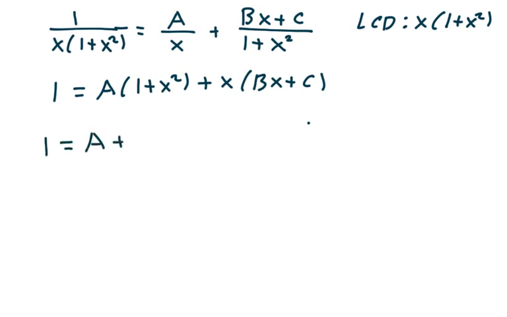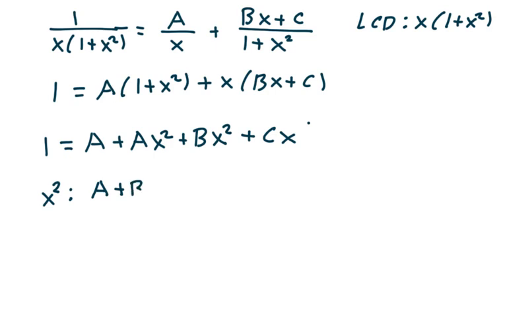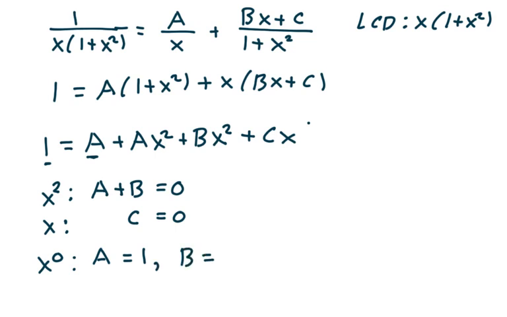So 1 equals a plus ax squared plus bx squared plus cx. So for my x squared equation, I get a plus b equals 0. For x, I get c equals 0. Okay? For x to the 0, the constant, I get a equals 1. And if a equals 1, that tells me b equals negative 1. So it's a really nice result here.